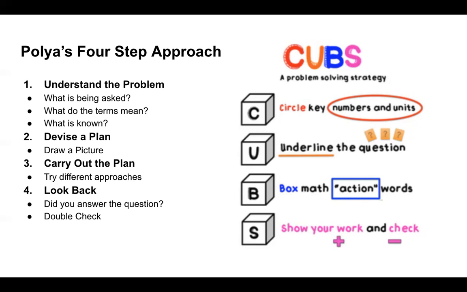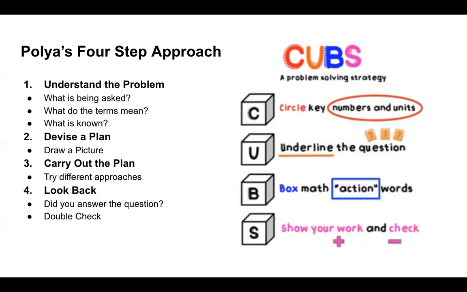Number two in Polya's four-step approach is devise a plan, which is draw a picture. That goes with S, show your work and check. Number three in Polya's four-step approach is carry out the plan. Try different approaches. So that again goes with S, which means show your work and check. Show different ways to solve the problem.